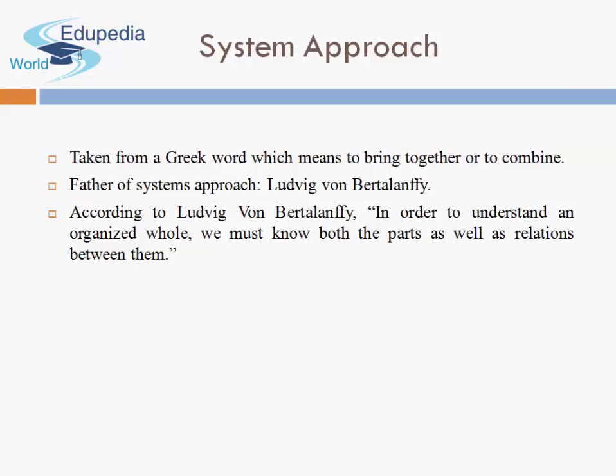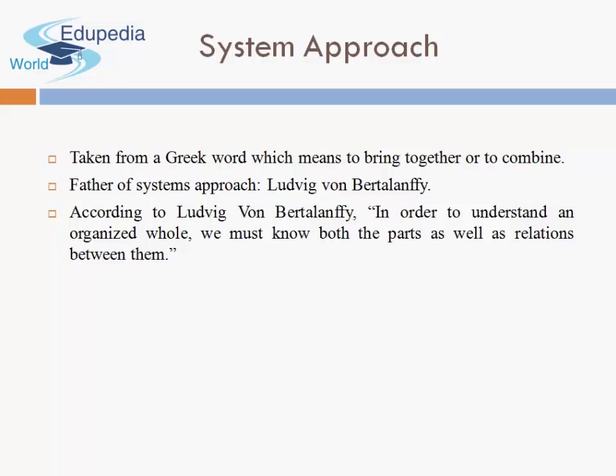The next theory that comes into the picture is the system approach, which was given by Ludwig. He said, in order to understand an organized whole, we must know both the parts as well as the relations between them. Organized whole is the complete organization that we are talking about. An organization is made up of different parts or departments. These departments could be marketing, sales, operations, HR, finance, accounts.